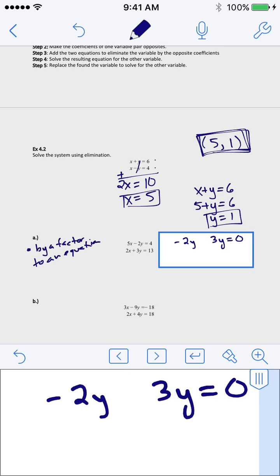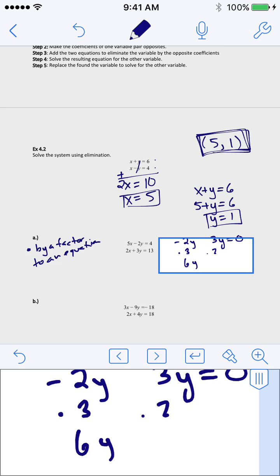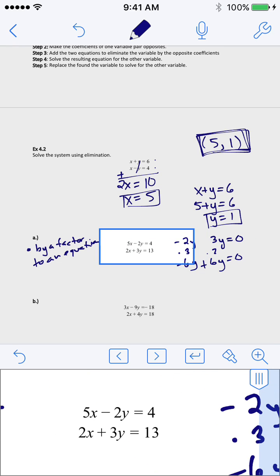Well, if I multiply the first one by 3 and the second one by 2, then I end up getting negative 6y and positive 6y. So that's what I need to multiply by. It looks like I do need to multiply both of these guys, and that's okay. So I'm going to multiply the first one by 3 and the second one by 2. I'm going to go back here now. When I multiply, I actually have to do it to the whole equation.